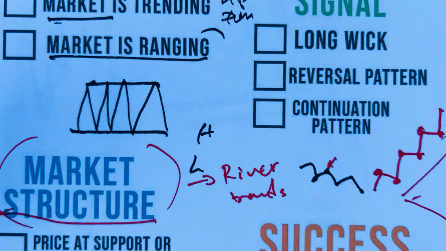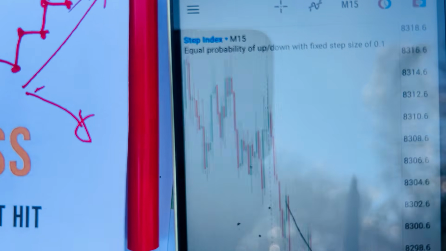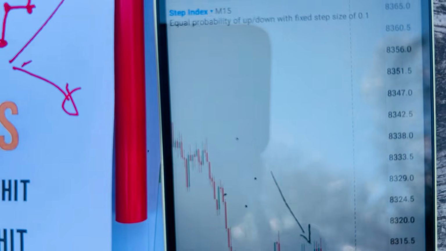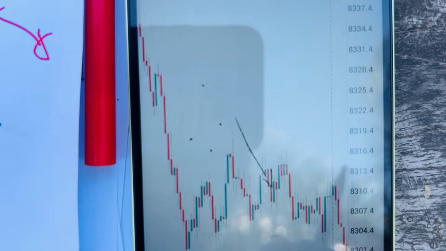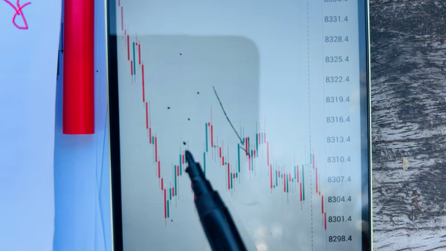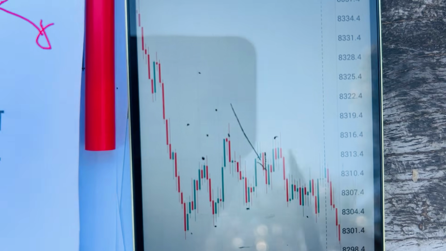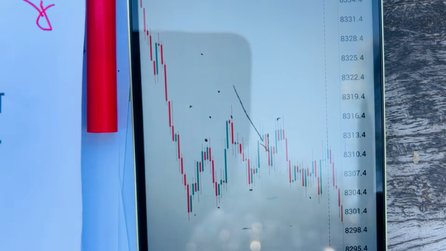I trust you understand. Now, how do you see that? You look at your chart. Let's go to a 15M time frame. Look at the example where the market is not going anywhere. Let's look at this chart here. You can see we have low, high, low, high, low, high, low. The market is ranging. It's on a range.